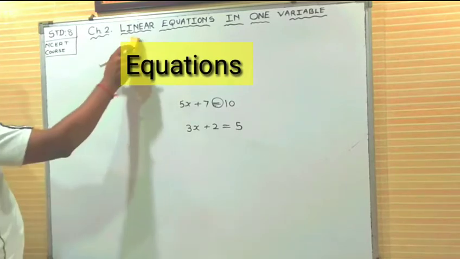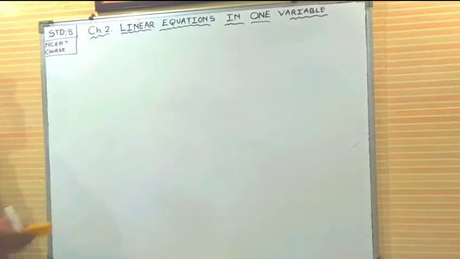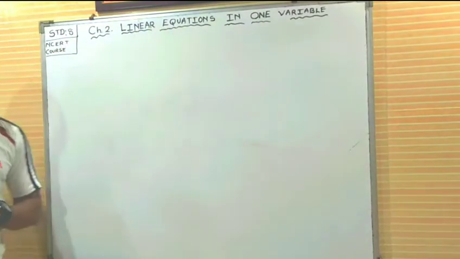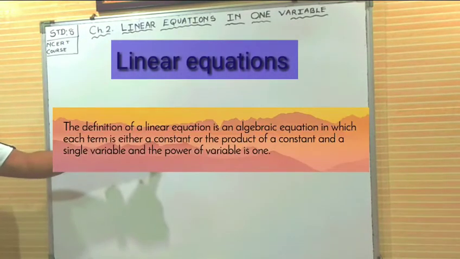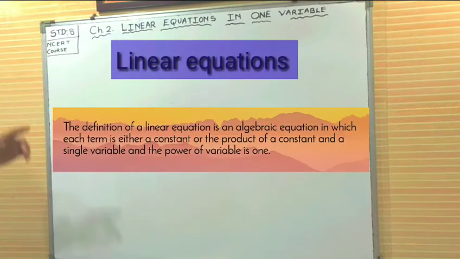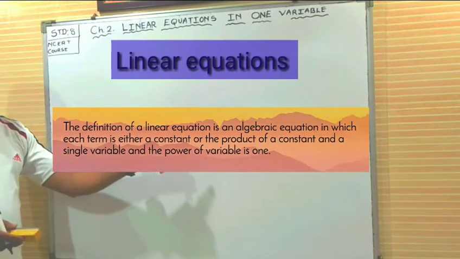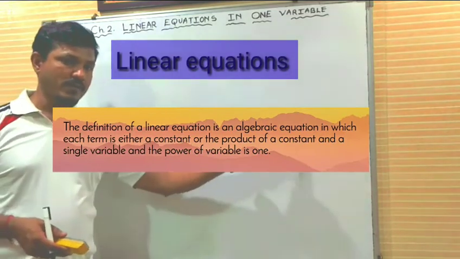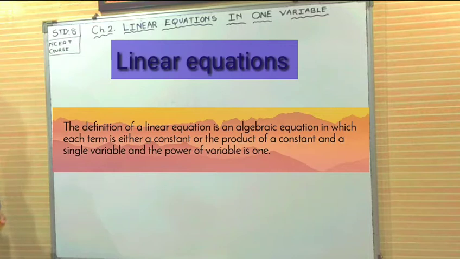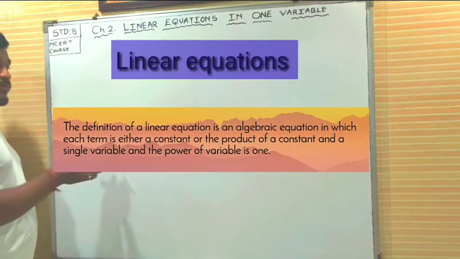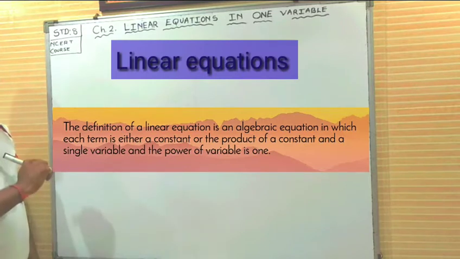Now we will come to this point. What is a linear equation? A linear equation is an algebraic equation in which each term is either a constant or the product of a constant and a single variable. That means a single variable should be there and the power of the variable should be 1.